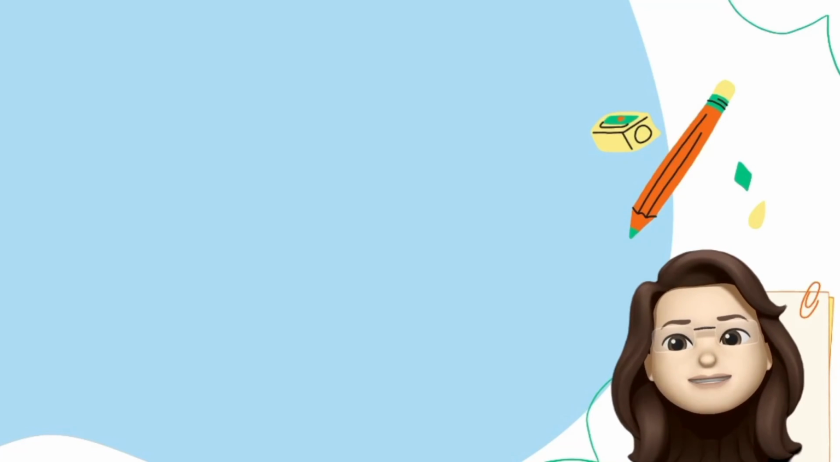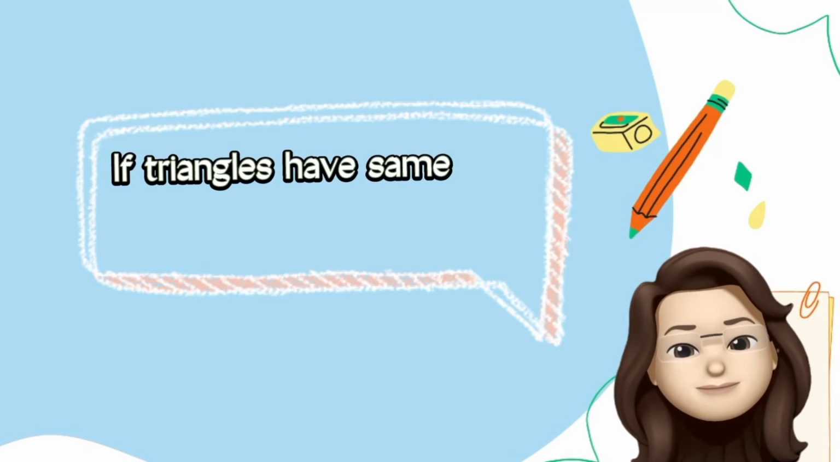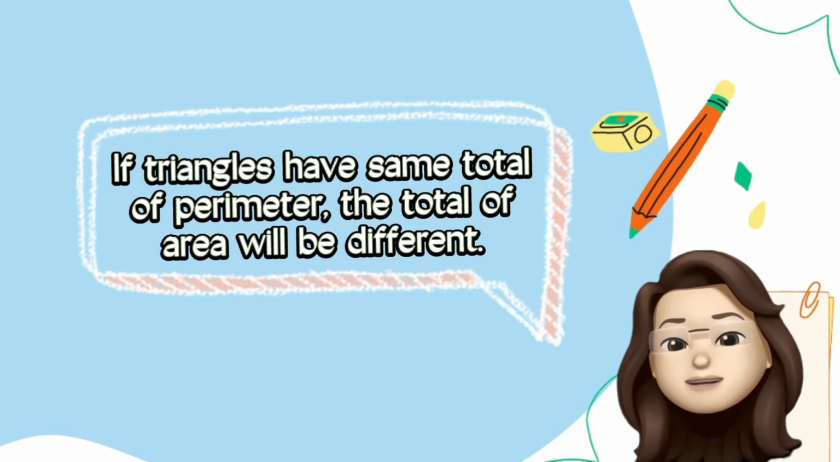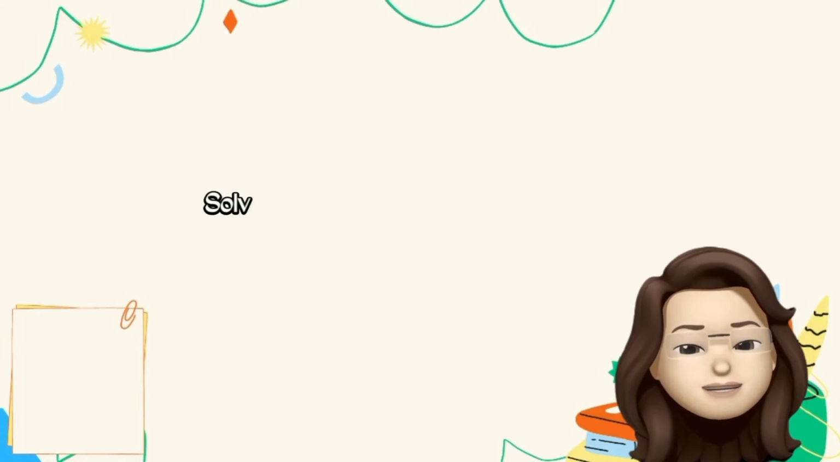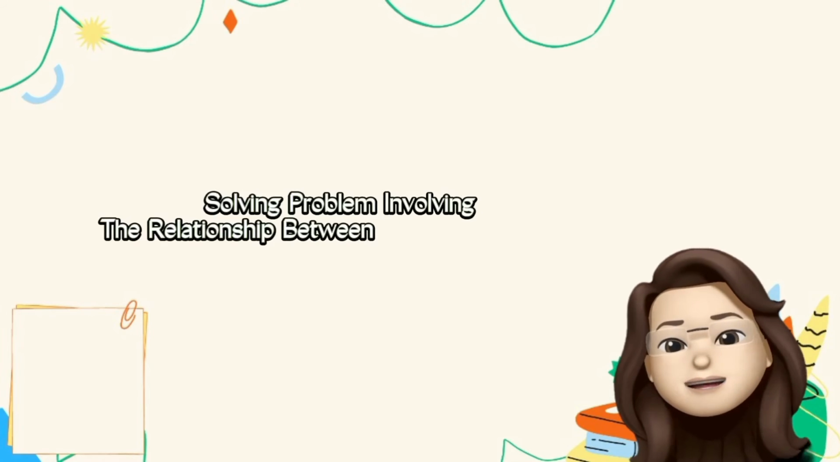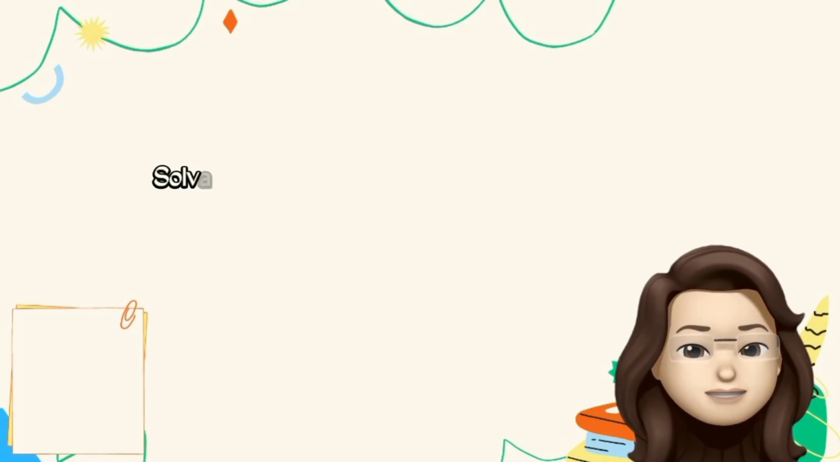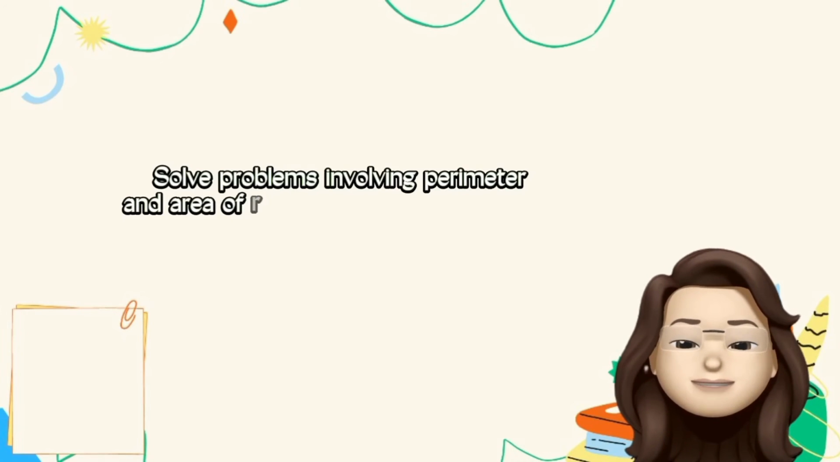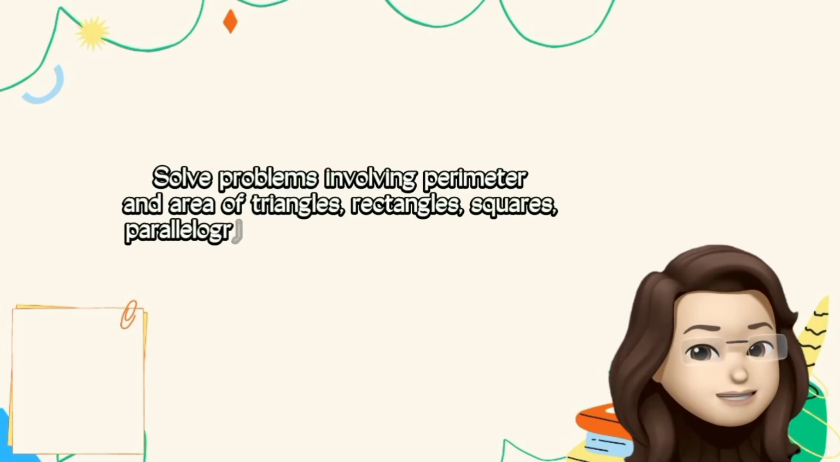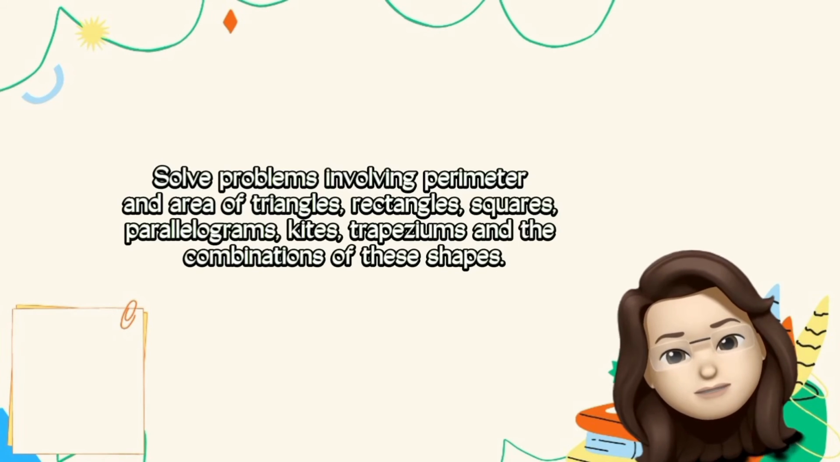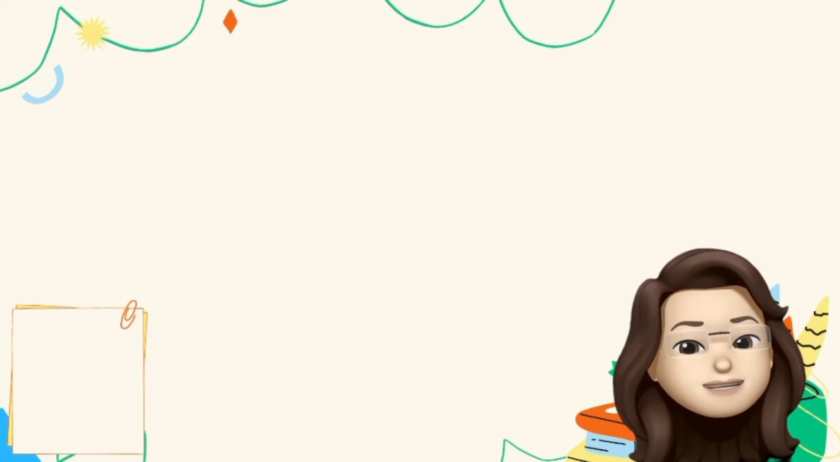Thus, we can conclude that if different types of triangle have the same perimeter, their total of area will be different. Last but not least, we move on to solving problems involving the relationship between perimeter and area. This time, we will learn how to solve problems involving perimeter and area of triangle, rectangle, square, parallelogram, kites, trapezium, and the combination of the shapes. Let's jump into some examples.